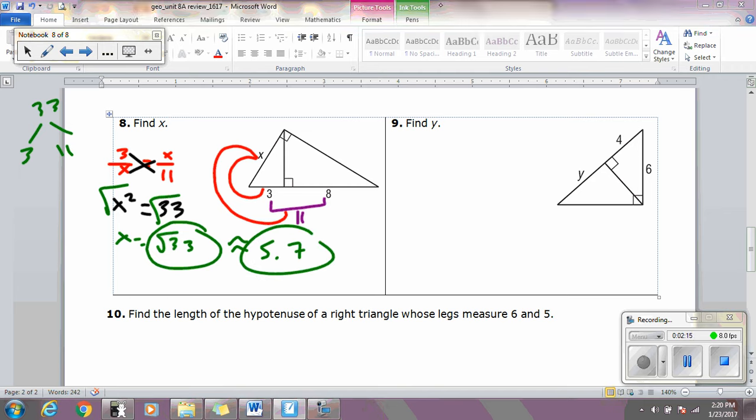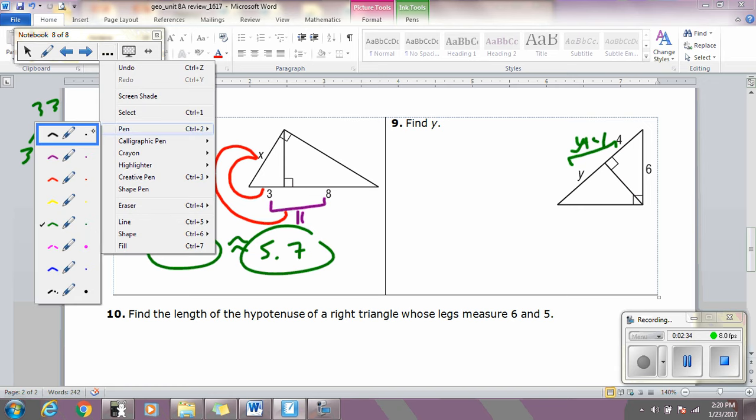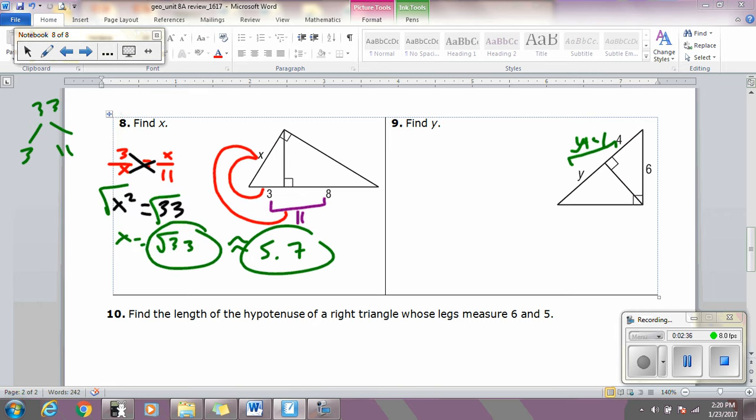All right, for number 9, it wants us to find y. But since, again, the middle line is not labeled, I have to use the mustache. So first I will combine y with 4 and get y plus 4. And this time I'll have to start at 4, because for the same reason, there's nothing around the corner from y. So I have to start at 4. Starting at 4, come around the corner, I hit 6. So that's your first ratio. And starting at 6, come back around the corner and hit y plus 4.